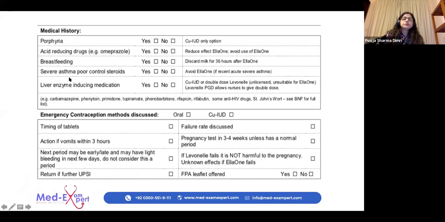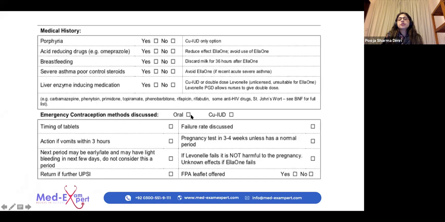Liver enzyme inducing medication, again, you use copper IUCD or use a double dose of Levonel. That is a 3 milligram dose, which is an unlicensed use. And you cannot give LR1. And you know, the enzyme inducers are carbamazepine, phenytoin, primidone, topiramate, phenobarbital, rifampicin, rifabutin, some anti-HIV drugs, and St. John's wort.